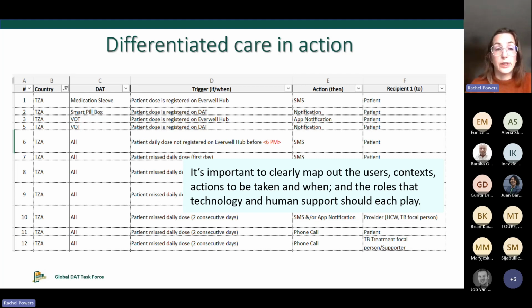And in this, I wanted to give a reminder that it's really important when you're creating a differentiated care plan to map out the users, the context, and the specific actions to be taken and when. So you can really understand what role you want the technology to play and what role you want the human support to play. Because in essence, they shouldn't be separate, but should be working together to provide support to those clients.